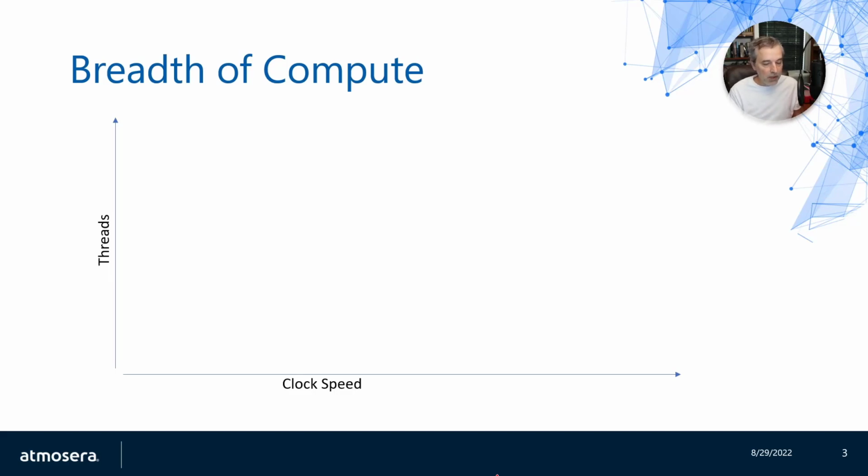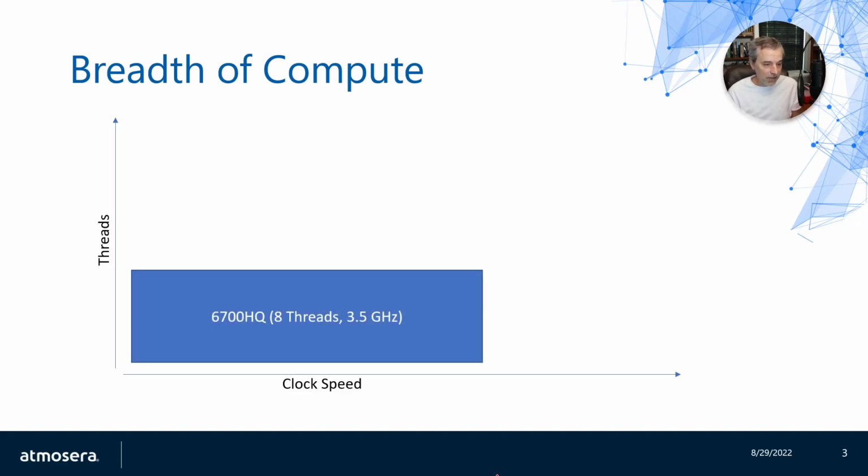My first CPU, which I had about 3 years ago when I did my first build when I came to work for Wintellect, was a 6th gen i7 HQ, which is a mobile variant of the i7, and it had 8 threads at 3.5 gigahertz, which was a decent CPU for the time.